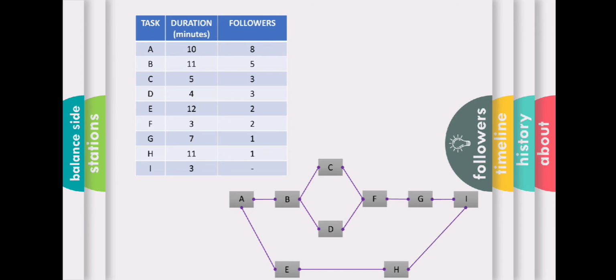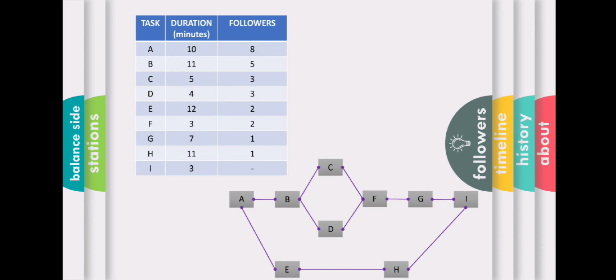So task B has a 5. So the followers of B is task C, D, F, J, and I. So task C has only 3 followers. So C has 3 followers. Task F, J, and I. Task D has 3 followers. F, J, and I. C and D has the same followers.